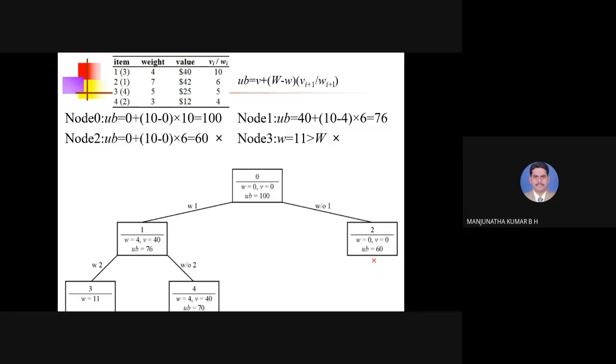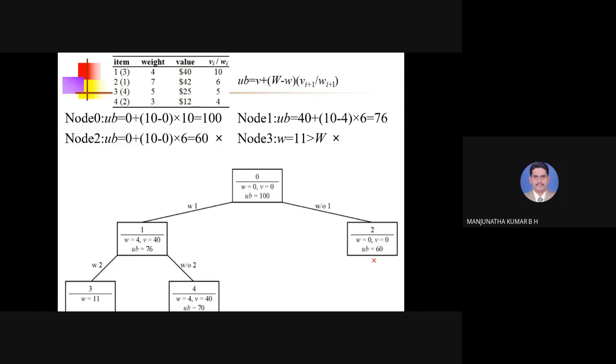Okay. Now observe the node 3. In node 3, I have written W as 11. Is 11 less than the capacity of the knapsack? No. Capacity of the knapsack is how much? 10. So total weight should not exceed the knapsack capacity. It violates the problem constraint. Hence, you terminate the node 3 there itself. Node 3 is not a promising node because it's violating the problem constraint.